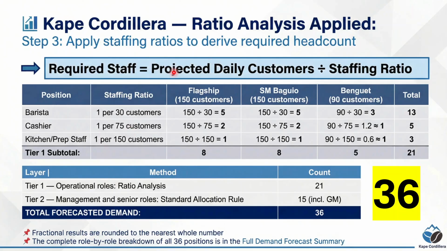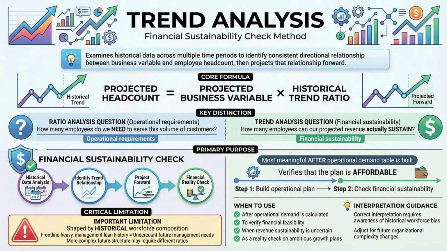Okay, so this is an evidence-based workforce planning. Okay, next method is the trend analysis. So, ito naman, it's a different demand forecasting method with a different purpose. In trend analysis, we examine historical data across multiple time periods to identify consistent directional relationships between a business variable and employee headcount, then project that relationship forward. Okay, so it looks similar to the ratio analysis, but let me provide the key distinction.